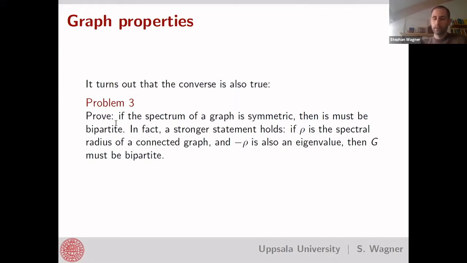This is problem 3. You will hear its solution later today when it's Kenneth's turn.